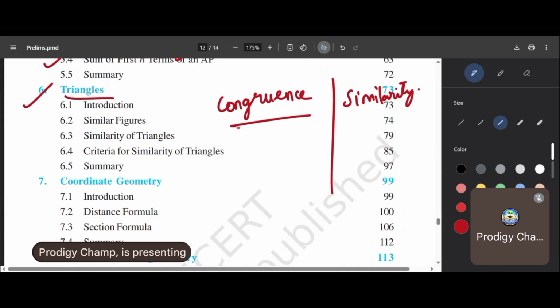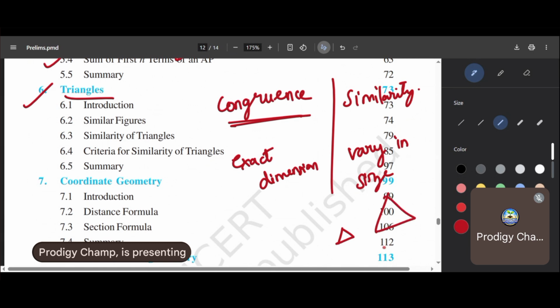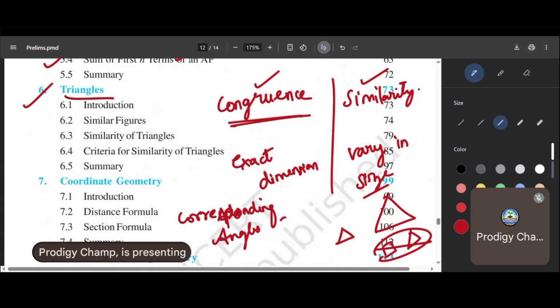For example, congruent triangle means it should have exact dimensions. But similar triangle means it can vary in size. Okay, a small triangle and a huge triangle, both are triangles. A small rectangle, a square and a triangle, whether I can compare both? No. So it can vary only in size. So what is common in both means corresponding angles are equal. Where? In both, in congruency and similarity, corresponding angles are equal.